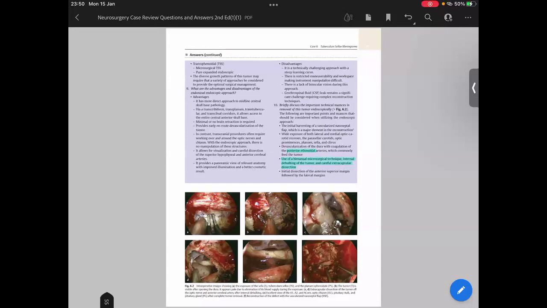Use of bimanual microsurgical technique, internal debulking of the tumor, and careful extracapsular dissection. I did not understand this point. I don't know how we do the bimanual microsurgical technique. I don't know if anyone can help us understand it better.